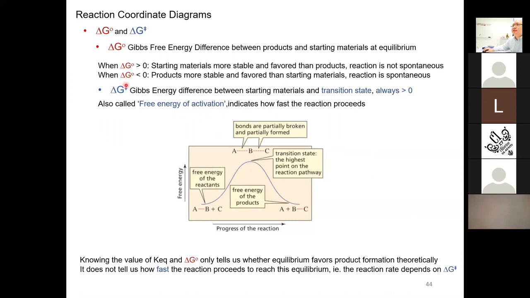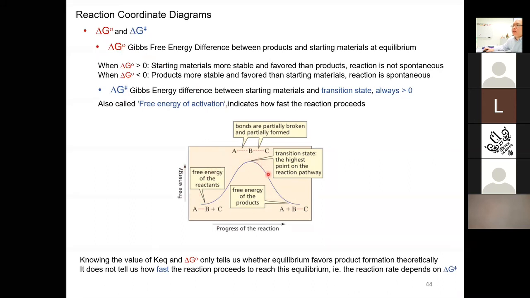But delta G double dagger, the free energy of activation, means the energy difference between here, the starting material, and the transition state. Okay, so delta G zero here tells whether the reaction will occur and whether it is favorable or not. But the free energy of activation indicates how fast the reaction proceeds. That means kinetics. So we can learn kinetics from this indicator instead of the Gibbs free energy. Knowing the value of delta G only tells us whether equilibrium favors product formation. Theoretically, it does not tell us how fast.